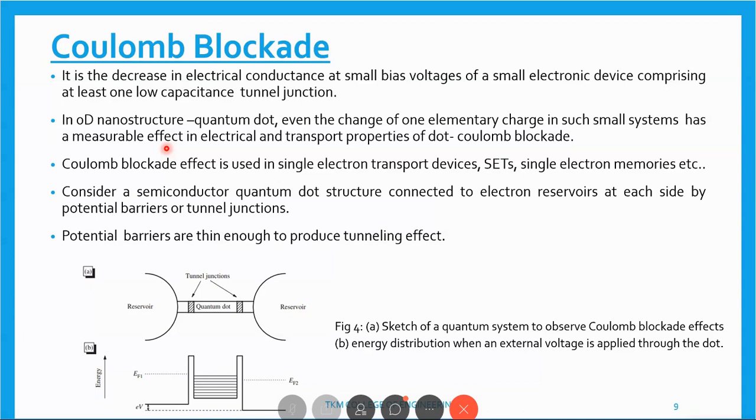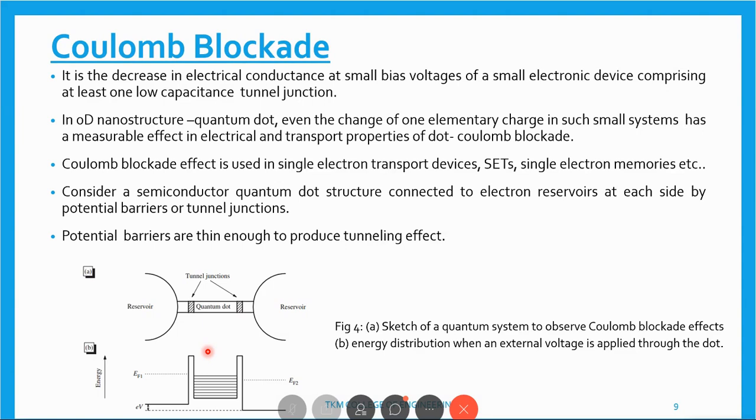So, the Coulomb blockade is used in single electron transport devices, SETs, and single electron memories. See, these are the devices which are now being invented and are under research. So, to understand this concept, consider a semiconductor quantum dot connected to electron reservoirs at each side by potential barriers or tunnel junctions. So these are the tunnel junctions, and assume that the tunnel junctions are thin enough to produce the tunneling effect. So this is the sketch of that Coulomb blockade and the energy distribution.